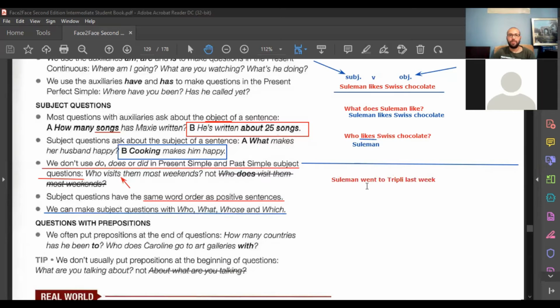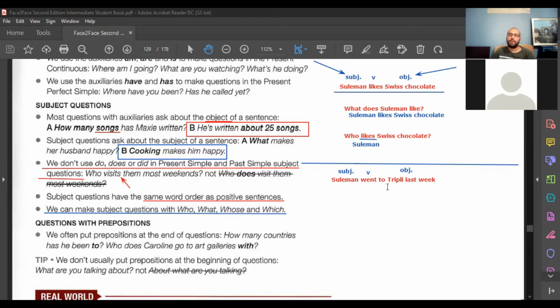Can you show me where's the subject in this sentence? Okay, subject Sulaiman, went, verb, Tripoli, object. That's it. So we've got again the same formula, the same format. Subject, verb, object. Right.